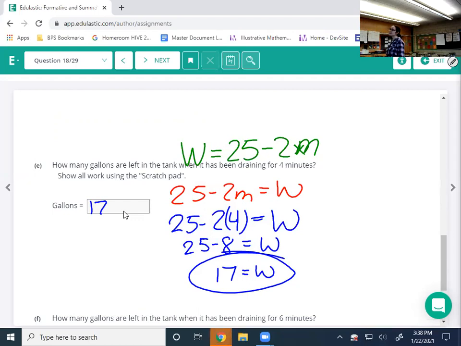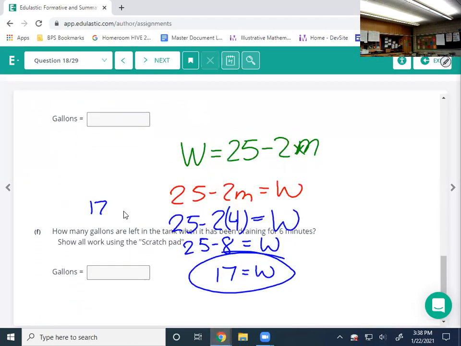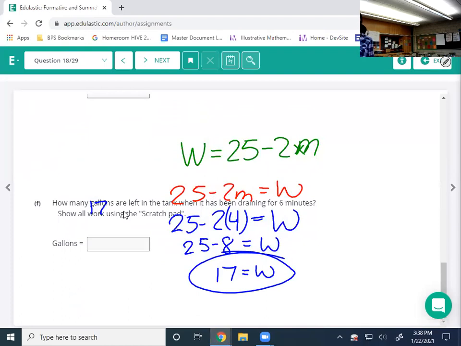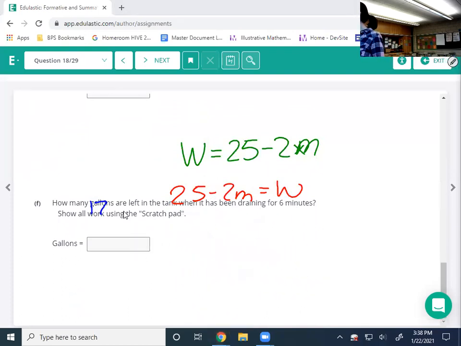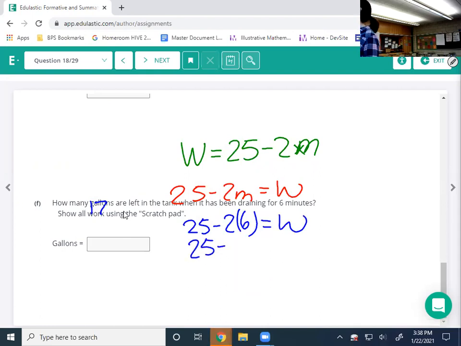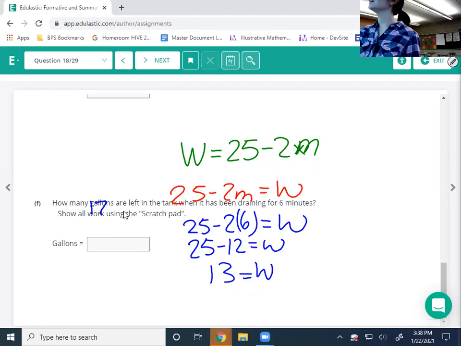Okay. And then the last one, you're going to do the same thing. You're going to plug 6 in for the minutes again. You're going to be left with 25 minus 2 times 6 this time is going to be equal to W. 25 minus 12 is equal to W. 13 is equal to W. 13 gallons are going to be left. Boom, boom, boom. Nice job. Okay, this last one's going to literally take us 3 seconds.